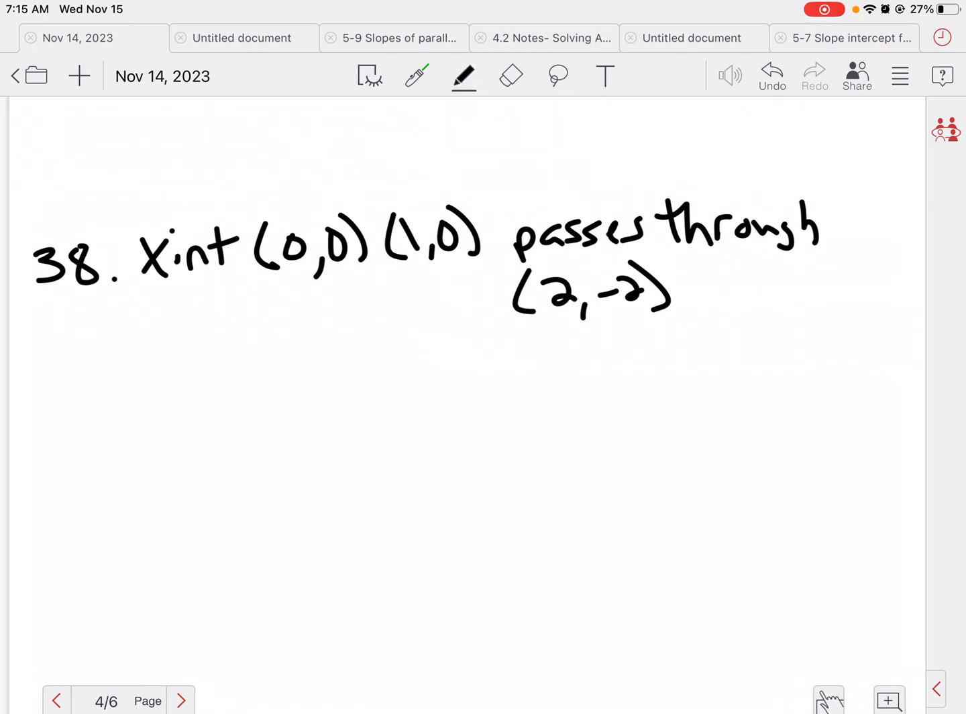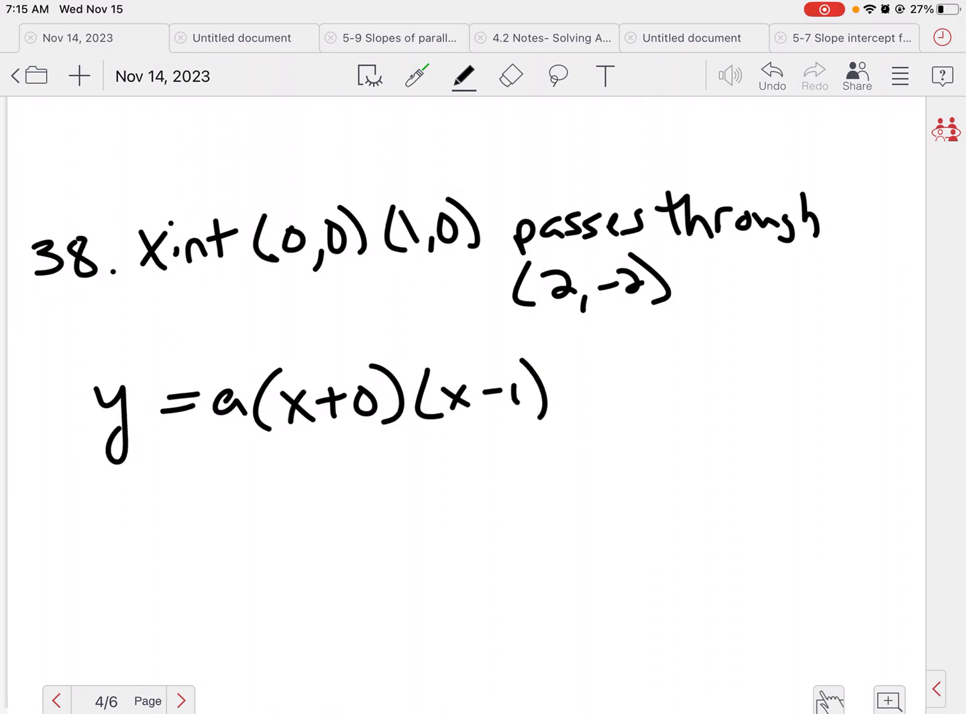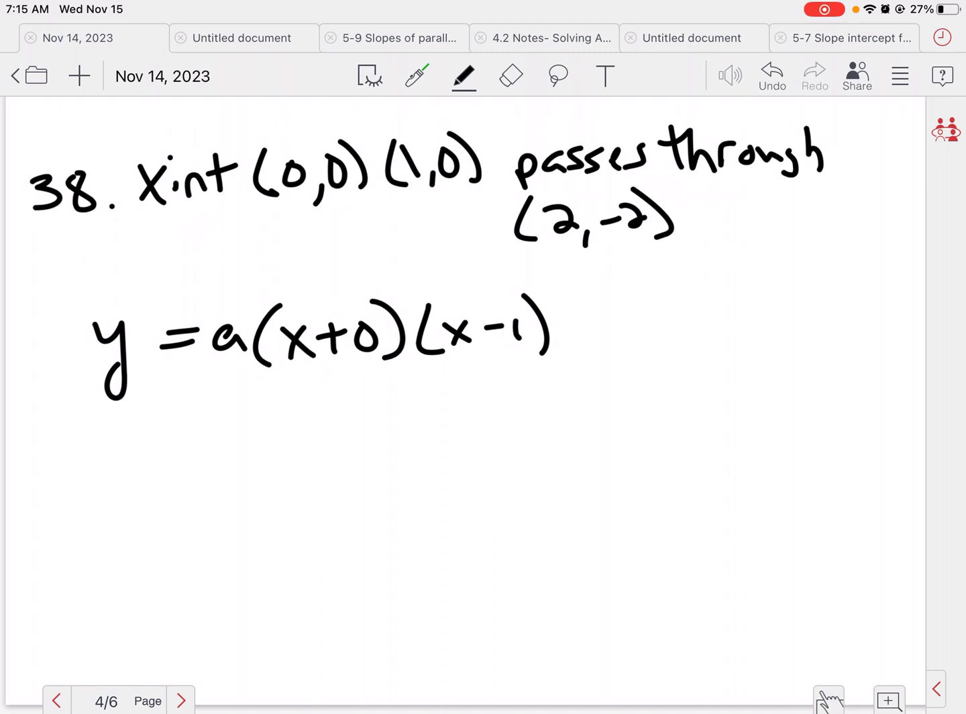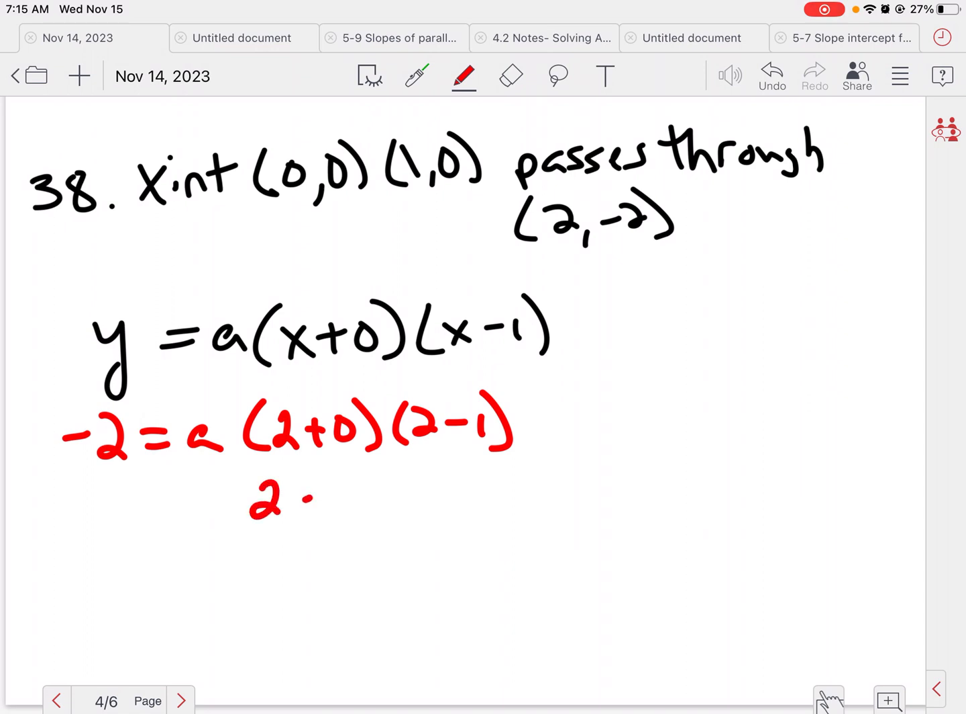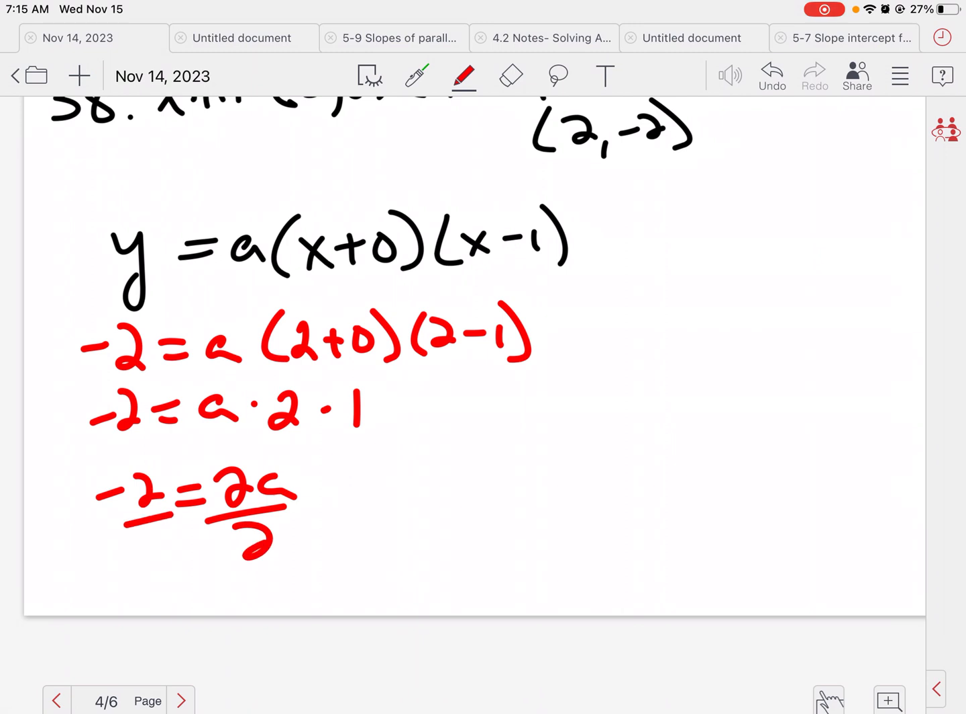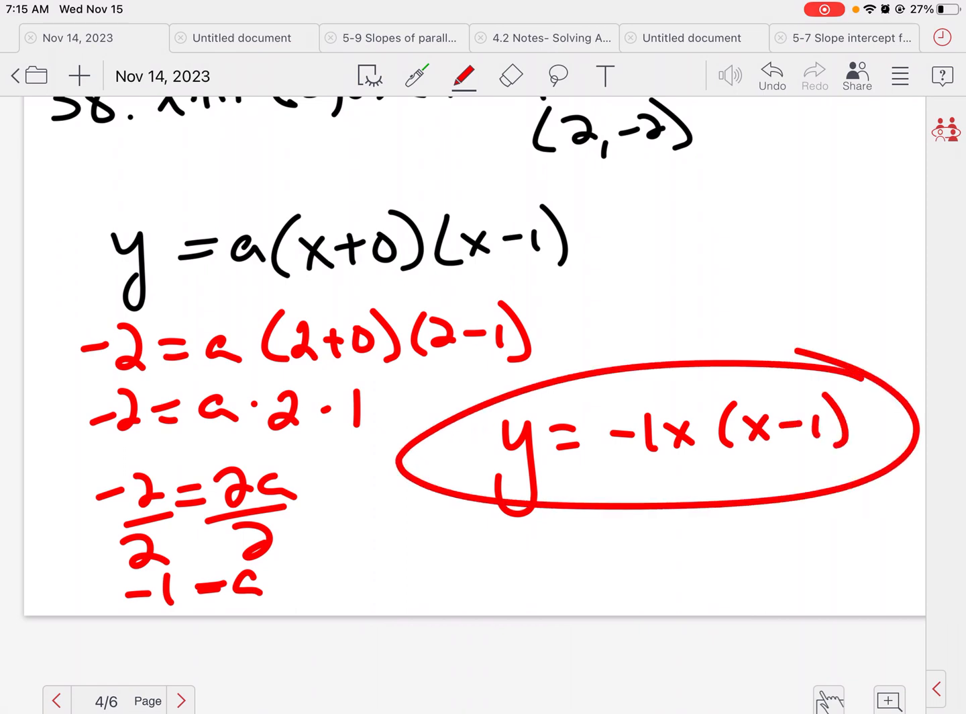So this one is just going to be x plus 0 and x minus 1, times a equals y. Okay. So if I do this, and now our y is negative 2, and our x is 2. So we get 2 plus 0 is just 2, times 2 minus 1 is just 1, so times a equals negative 2. So we have negative 2 equals 2a. Divide by 2, a equals negative 1. So we would have y equals negative 1 times x, and we can just write x because x plus 0 is just x, times x minus 1 would be our equation.